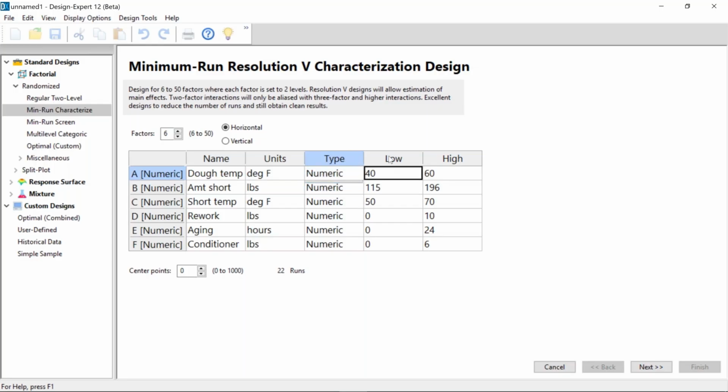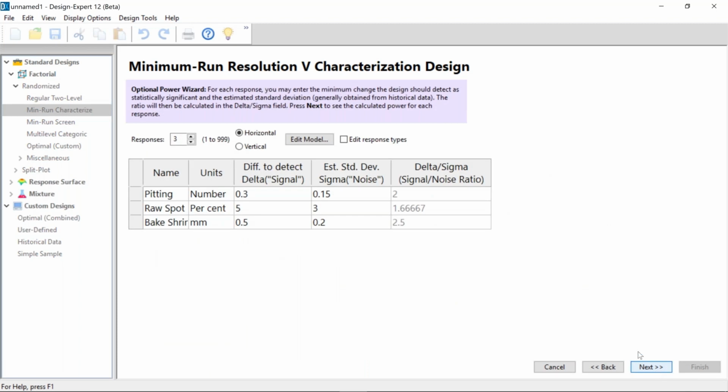These are all numeric. Then the low and the high levels are entered in. Next, we see an alias structure, which tells us that all main effects are clear of anything less than 3 factors, and all 2-factor interactions are also clear. It's complicated, but suffice it to say that this will characterize main effects and 2-factor interactions.